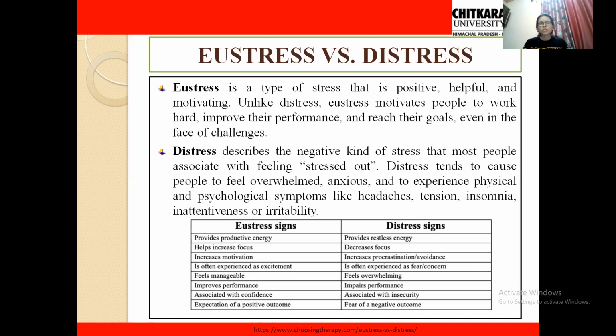So eustress is a type of stress that is positive, helpful, and motivating. Unlike distress, eustress motivates people to work hard, improve their performance, and reach their goals even in the face of challenges. For example, when a teacher scolds a student, the student might feel motivated. That is, the student might feel, okay, the teacher is scolding me because I have done this thing wrong, and I'm going to correct it the next time, and I'm not going to repeat it again and again, and next time I will do much better than today.